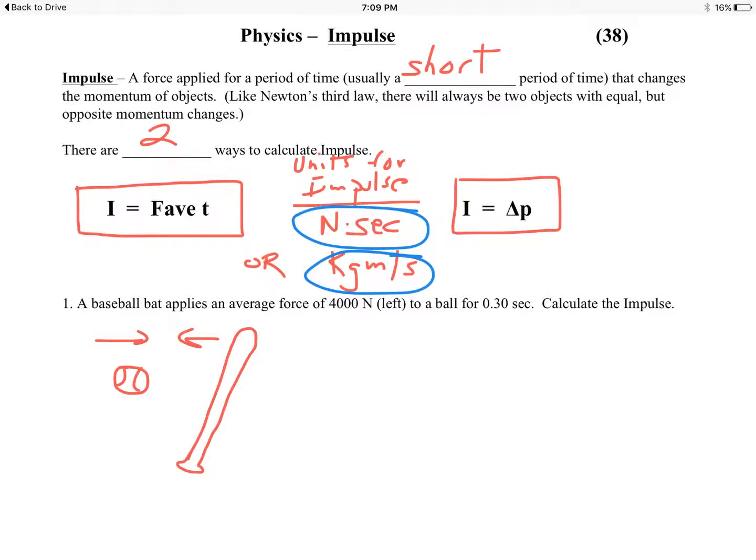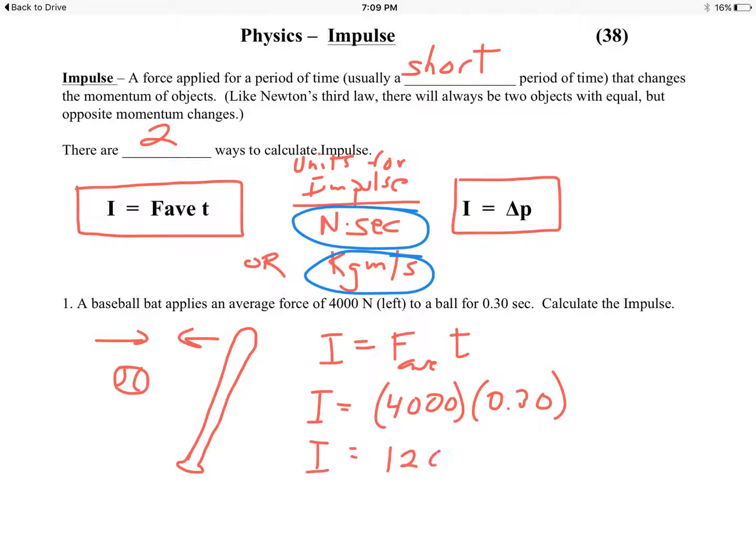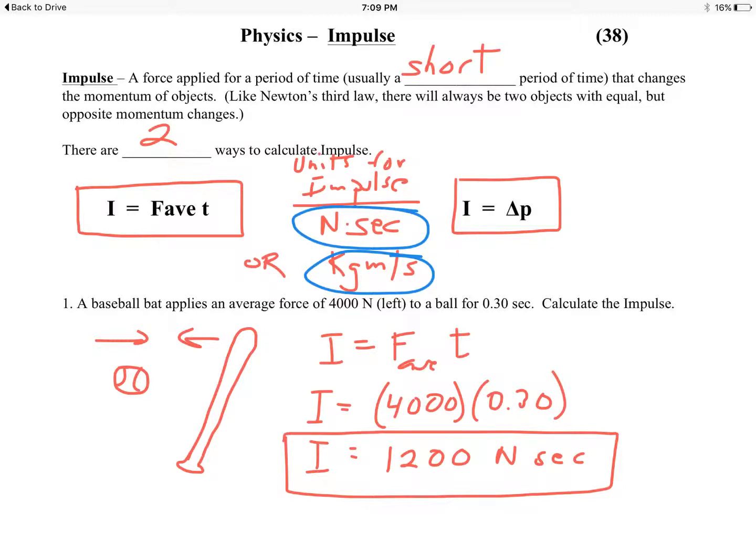So entry-level question here, just simple plug and chug. I equals the average force times the time. So impulse, the average force here applied is 4,000 newtons times a time of 0.30 seconds. So the impulse is 1,200 Newton seconds. That's not newtons per second, it's Newton seconds, newtons times seconds. That's the impulse applied to the ball. It's also the impulse applied to the bat.